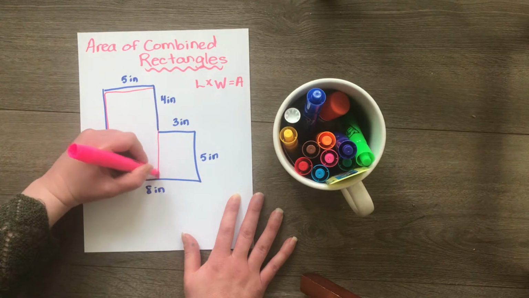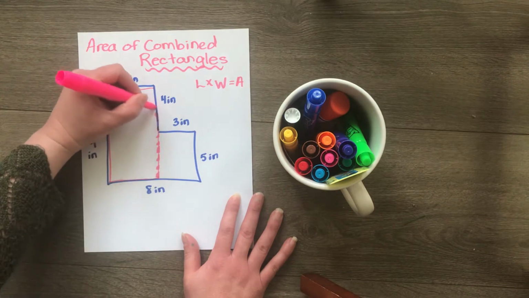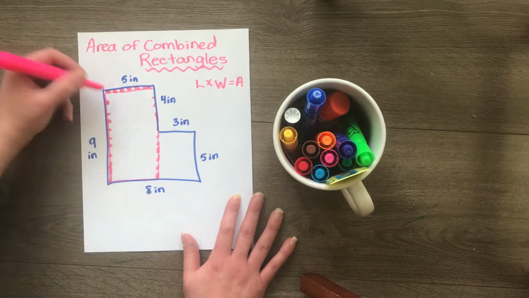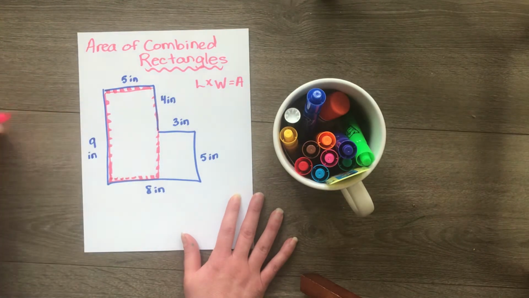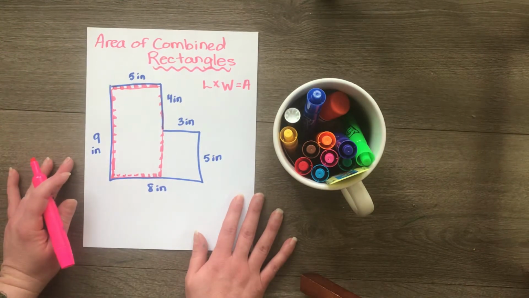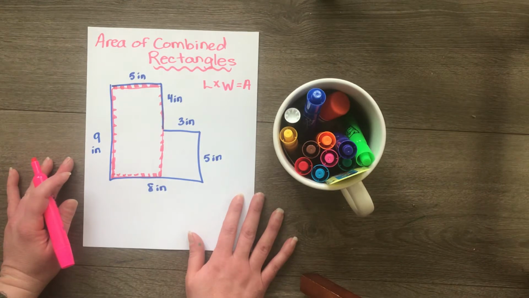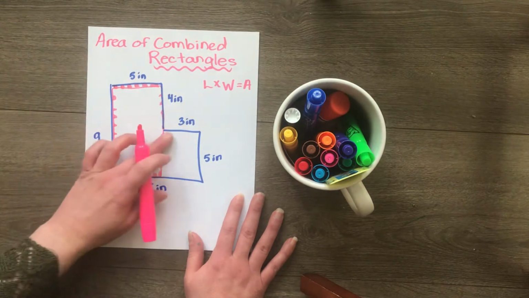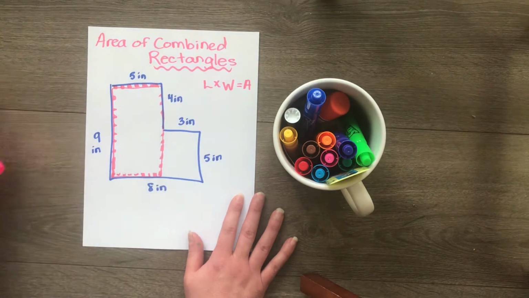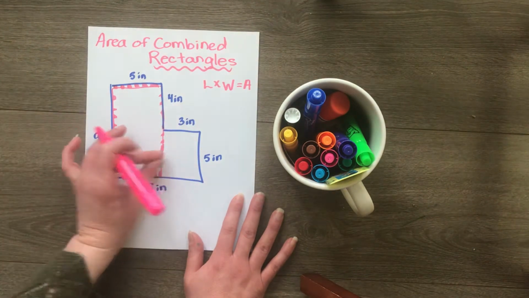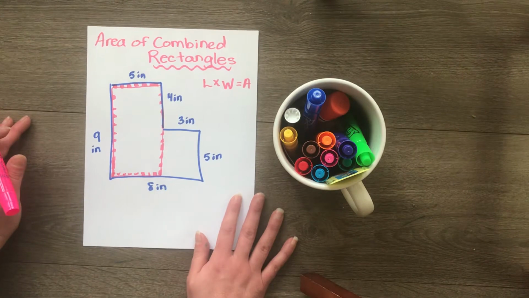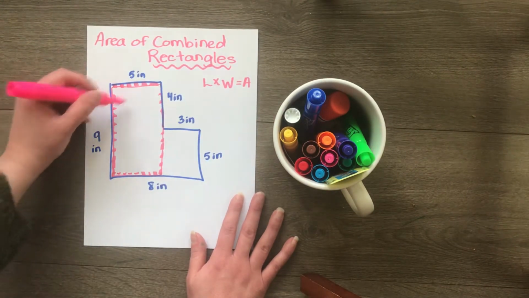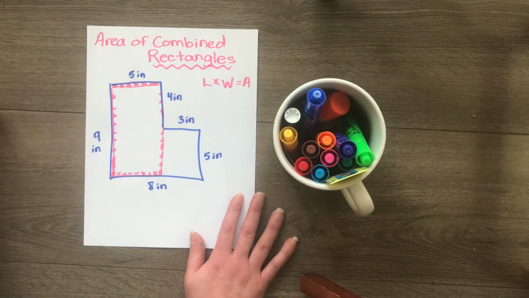All right, so do you see how I made my division? Now I have two rectangles. So what I'm going to do is find the area of this rectangle, then find the area of this rectangle, and then combine them together to find the area of the entire shape. So let's deal with this rectangle first.